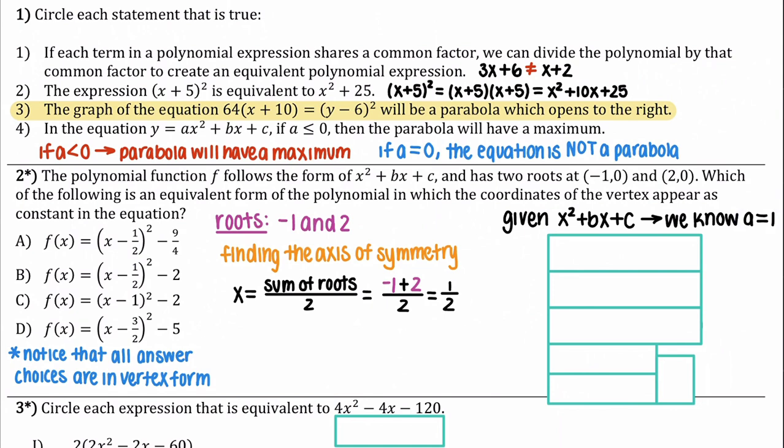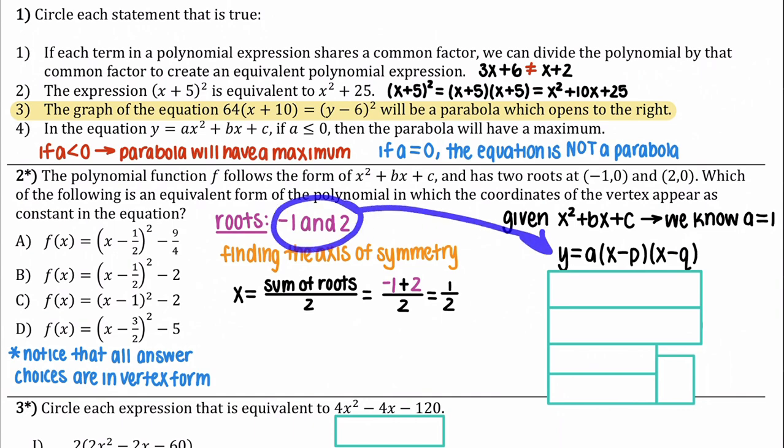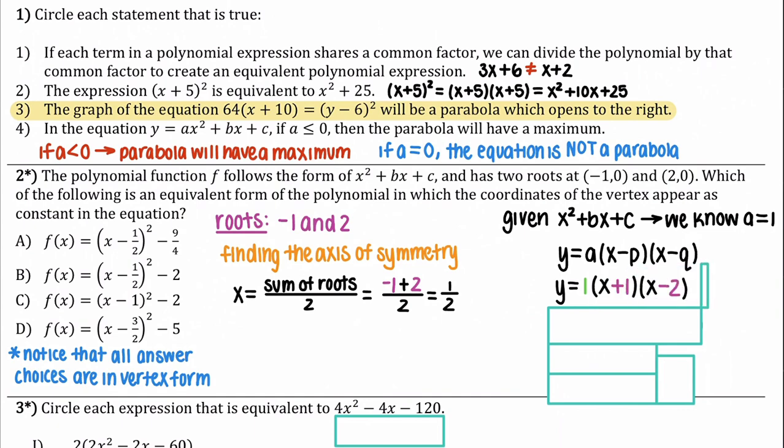And so once again, because we know a is equal to 1, we can rewrite this as such. So from here, we can write this into factored form, mainly y equals a times (x minus p) times (x minus q), where p and q are the roots. So knowing the roots, and substituting what we know, again a is 1, with the roots our factors should be (x plus 1) and (x minus 2). Because once again, if we employ the zero product property, that will allow us to find the roots as such.